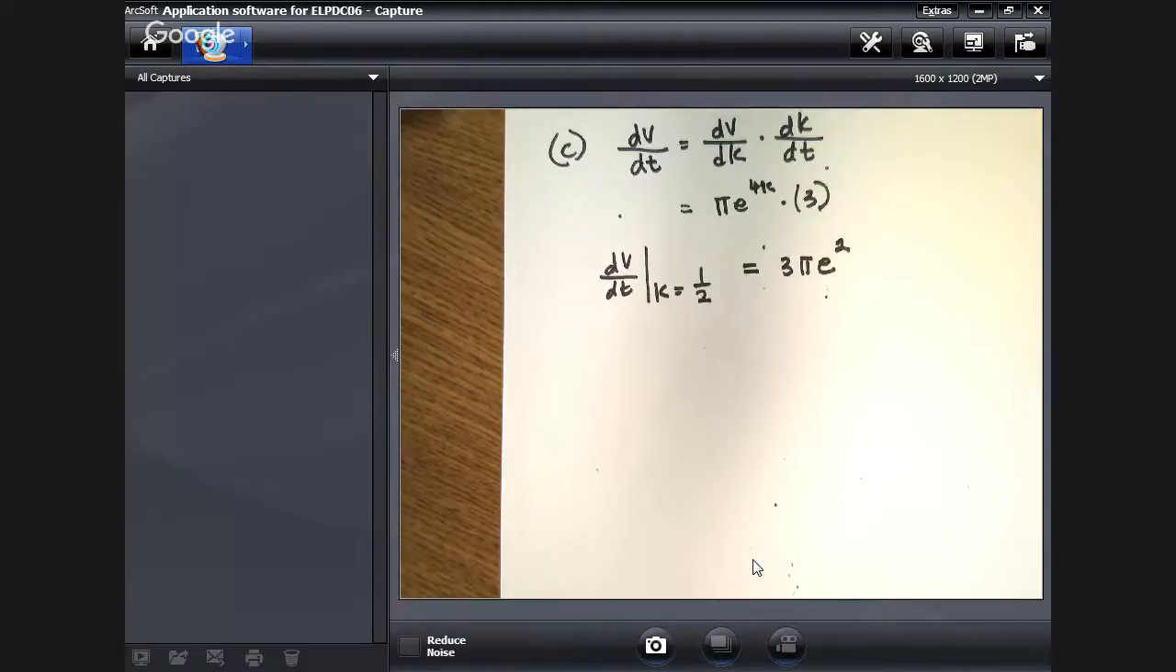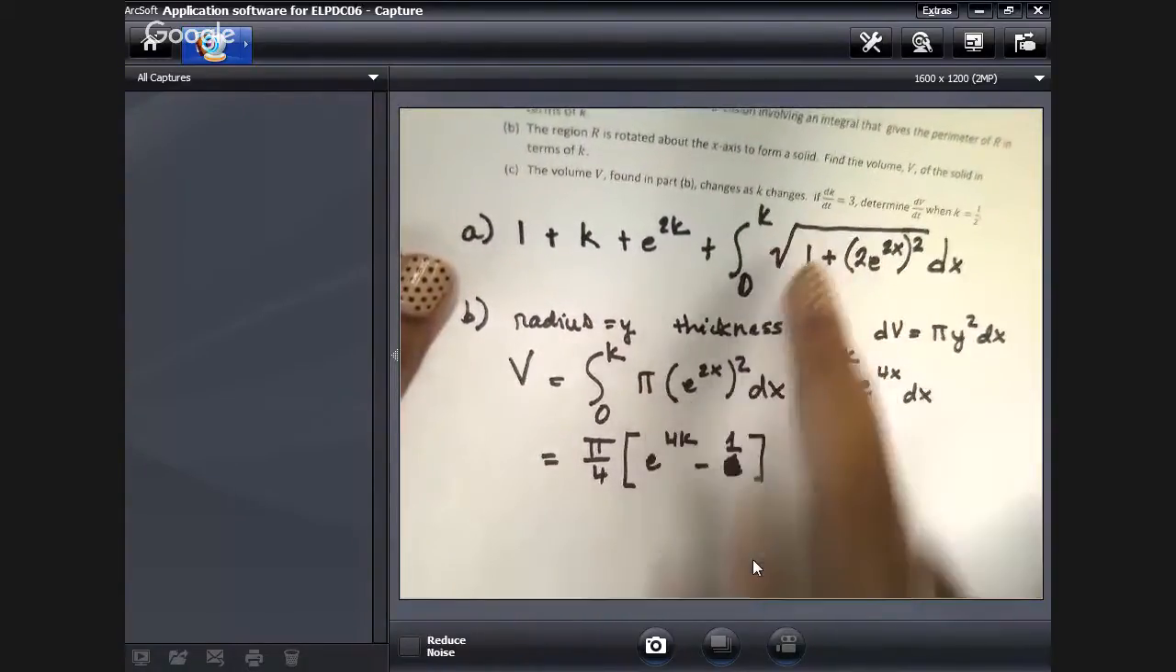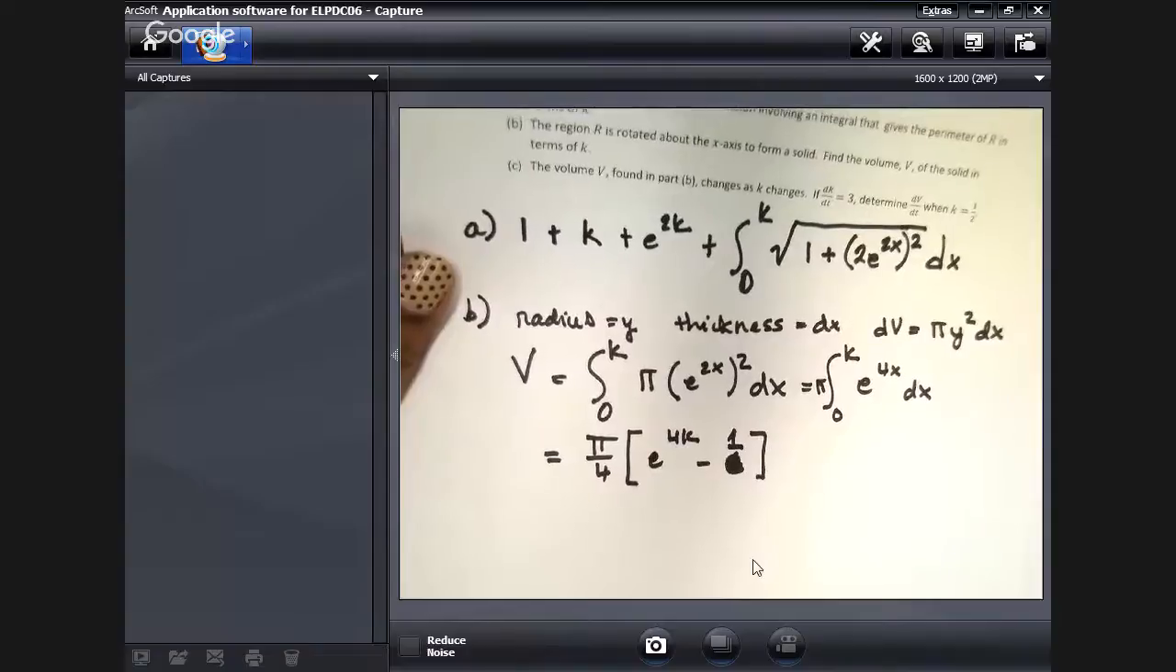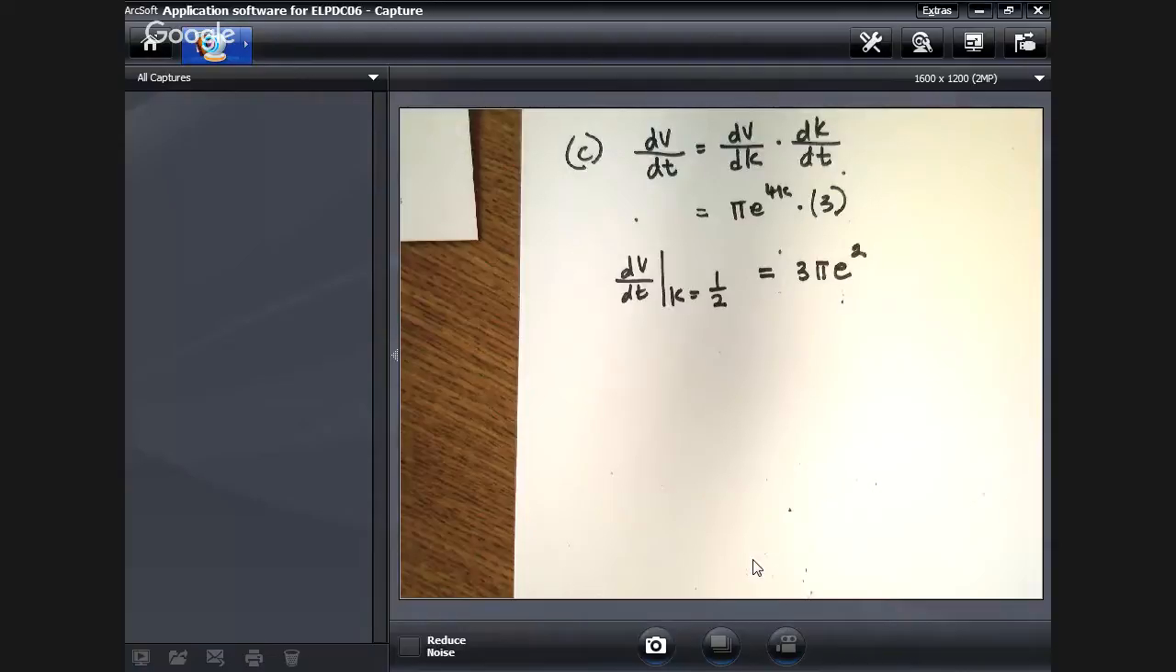So as we look here, we had a little bit of volume in part B. The arc length part is actually only a portion of part A, but it's a really big part of part A. And part C in this question actually took me back to the chain rule.